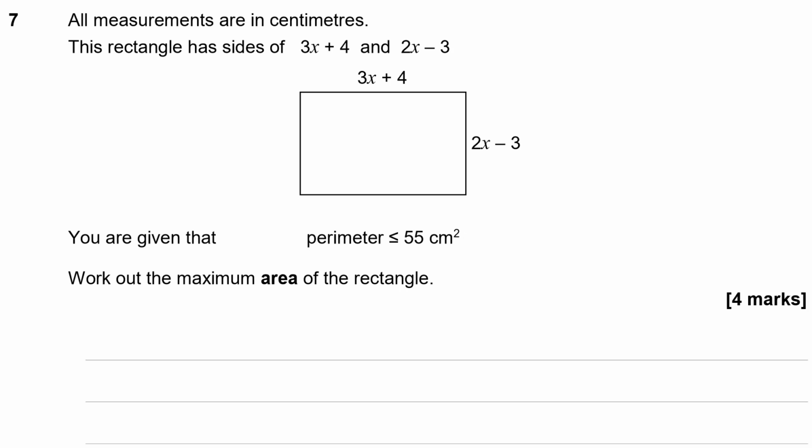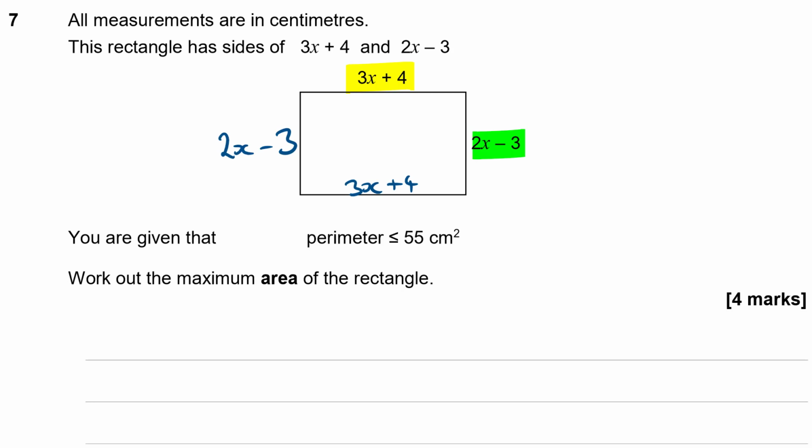Okay, so I've been given the two sides of this rectangle algebraically. One of the sides is 3x plus 4. One of the sides is 2x minus 3. Now obviously the opposite sides in the rectangle are equal to each other, so this one is also going to be 3x plus 4, and this one is also going to be 2x minus 3.